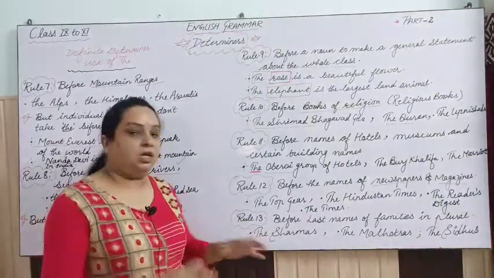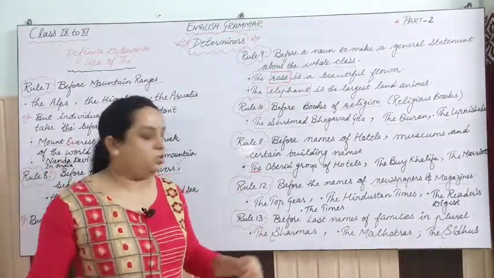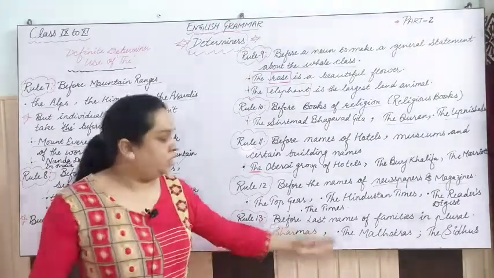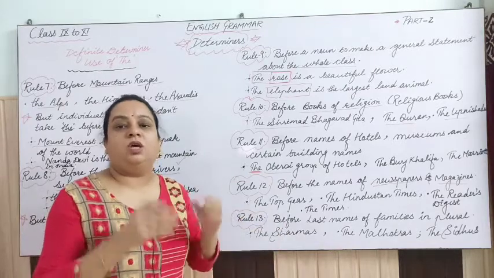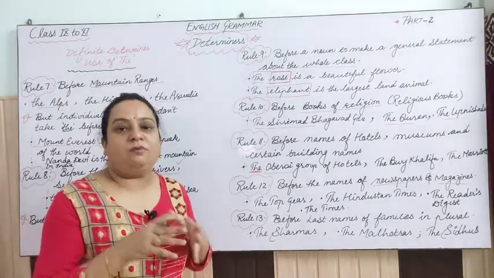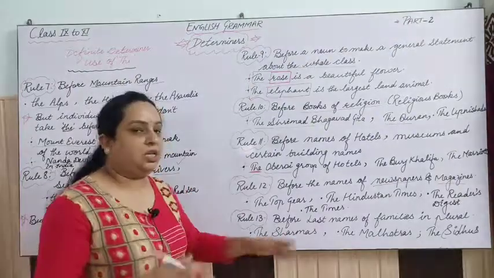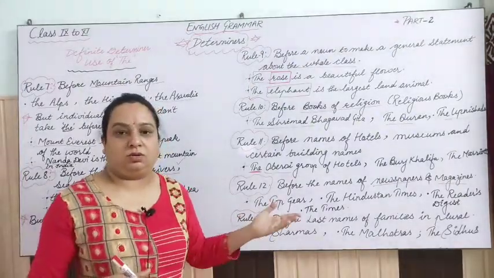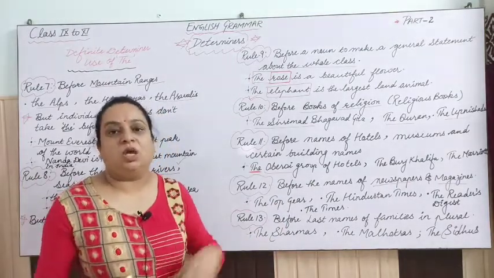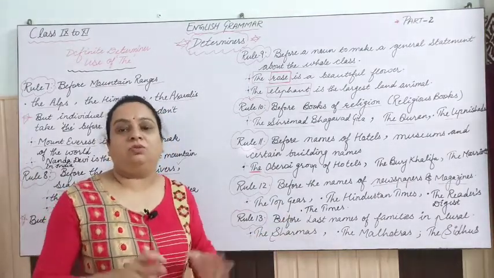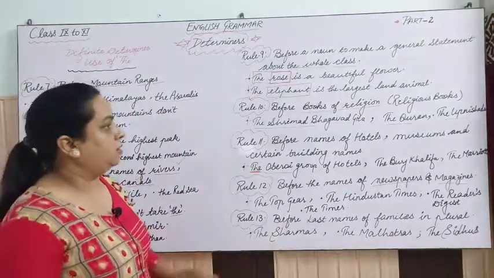And rule number 13 says before last names of families in plural. When we talk about the entire family, all the members of that particular family, we'll say the Sharmas, the Malhotras, the Sidhus. Here we are talking about all the family members of that particular family. You must have seen this on the nameplates of families, the Sharmas, the Malhotras, the Sidhus. So here we are talking about the whole family.